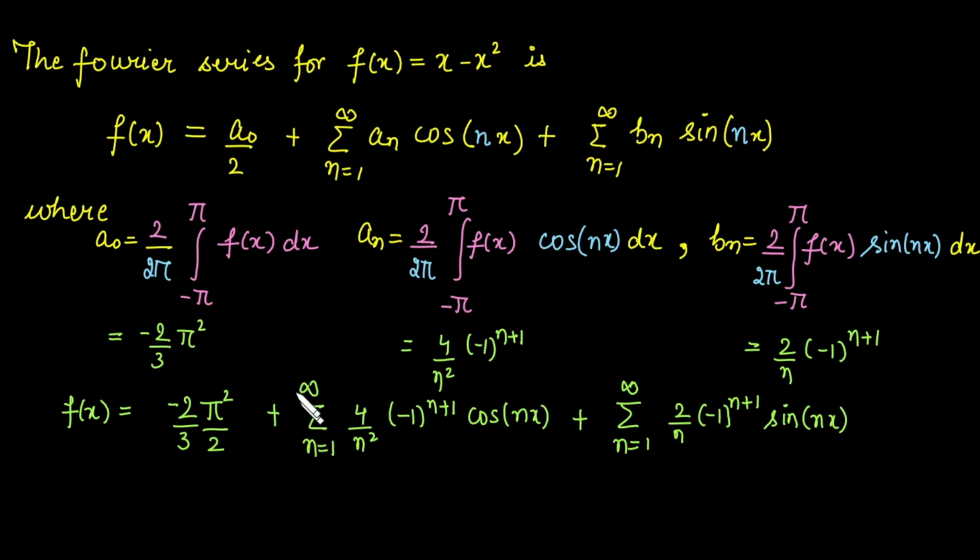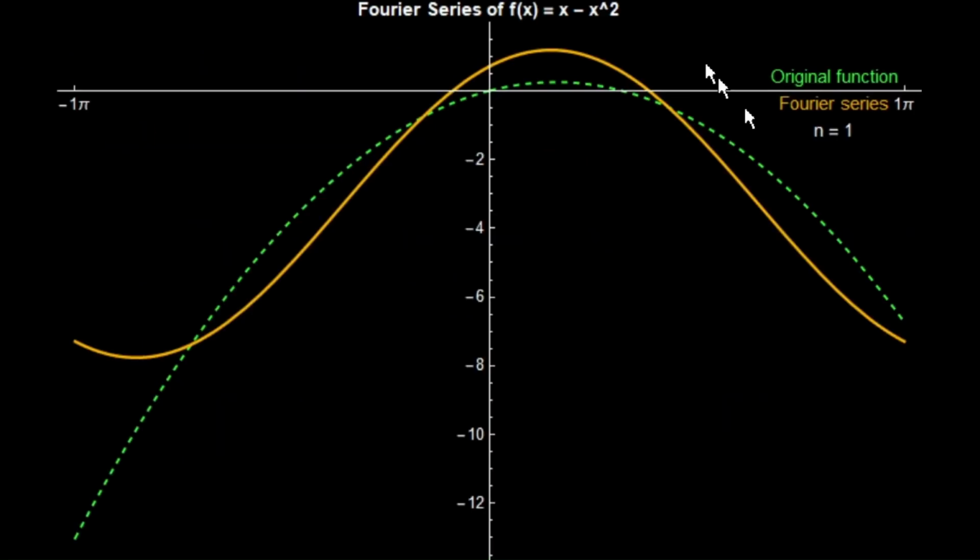Now we are going to check from the graph how this function is the Fourier series of the given function x minus x square. As you can observe from the graph, this is the graph of the function x minus x square, represented by the dotted lines in green color, and this is the approximation of this function by the Fourier series with n equal to 1. The domain we have taken here is minus pi to pi. Now you can easily observe how the Fourier series approximates this periodic function by increasing n.